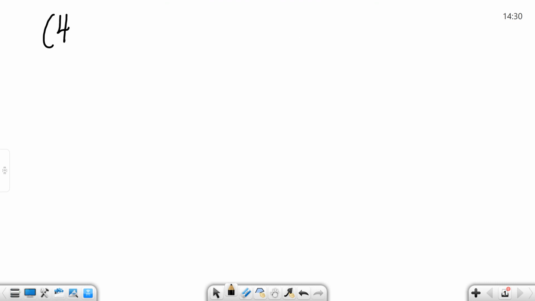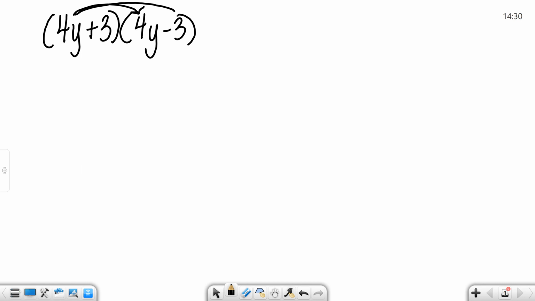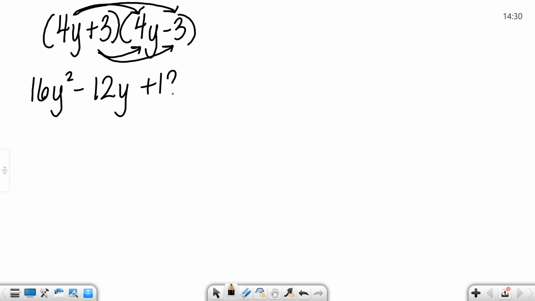All right, like 4y plus 3 and 4y minus 3. It's very similar to the one I just looked at. Okay, so we're going to multiply this 4y times both of those using FOIL. Then we'll multiply the 3 times both of those. So 16y squared minus 12y. Careful with our signs. Then when I'm multiplying the 3, I get 3 times 4y plus 12y minus 9.